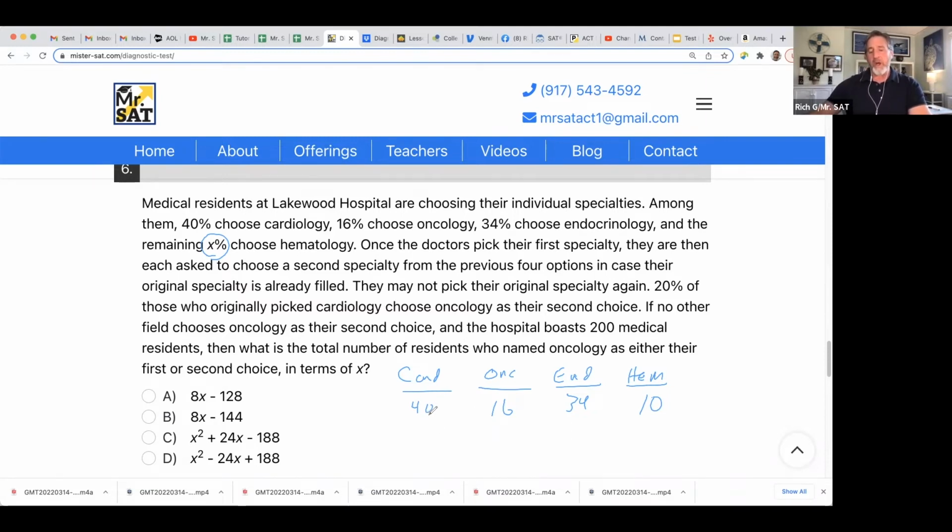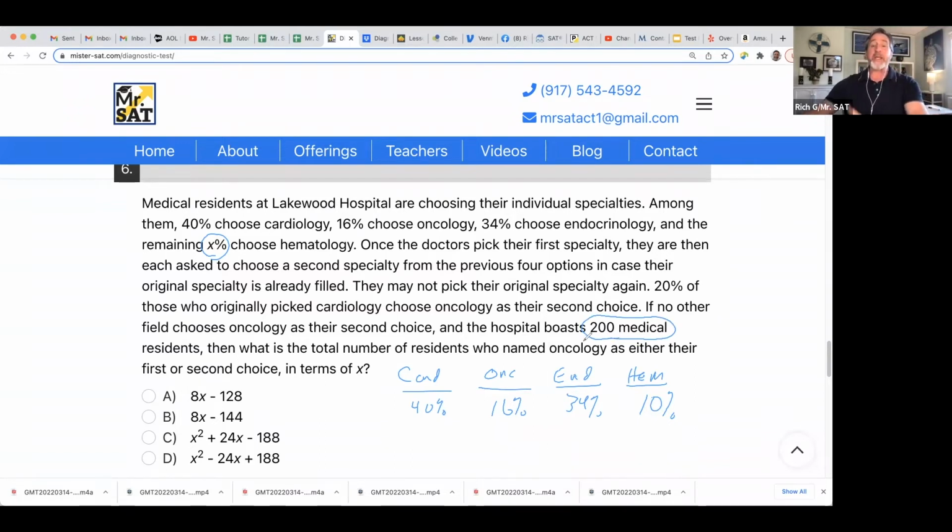Well, do I know the number of people that picked cardiology? I don't yet. So I actually can't do it. I need a number to do a percentage with. Remember, I left off the percentages, but these are all percentages. So I don't know the number that I can take 20% from. Let's read further. If no other field chooses oncology as their second choice, and the hospital boasts 200 medical residents. So now I know that my total number of people is 200.